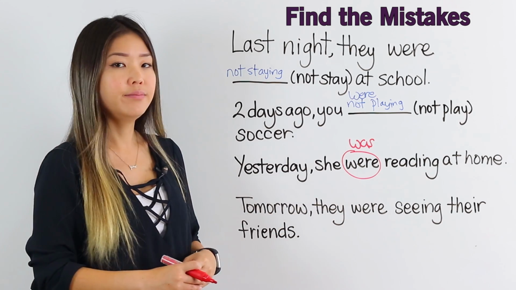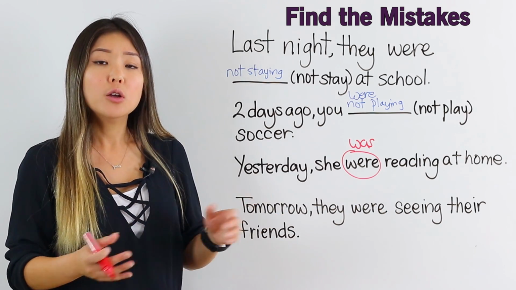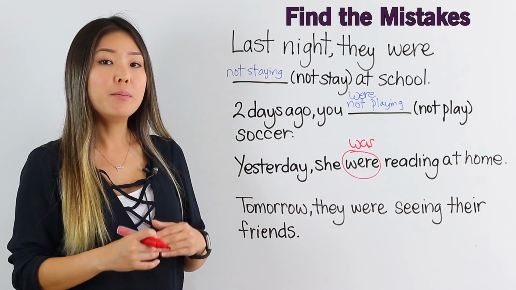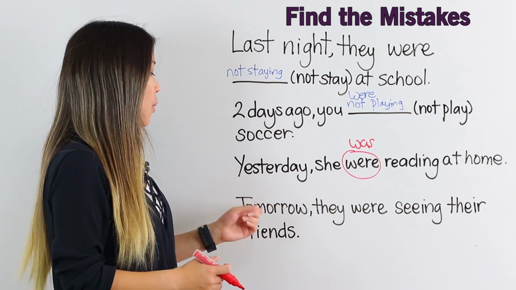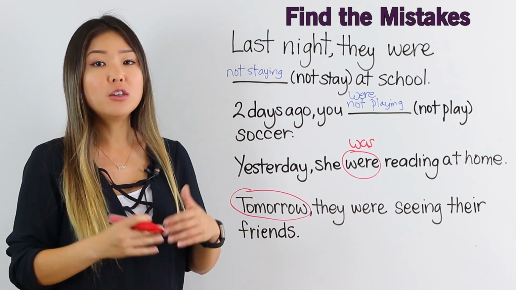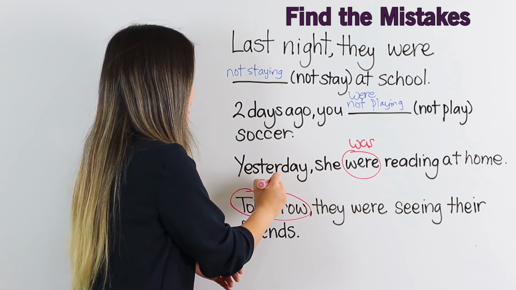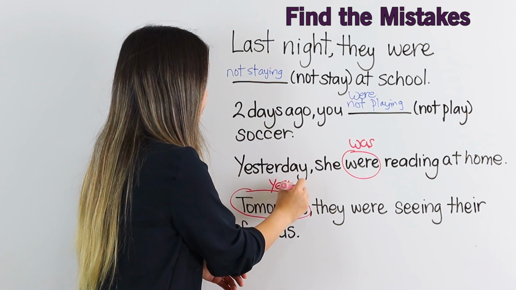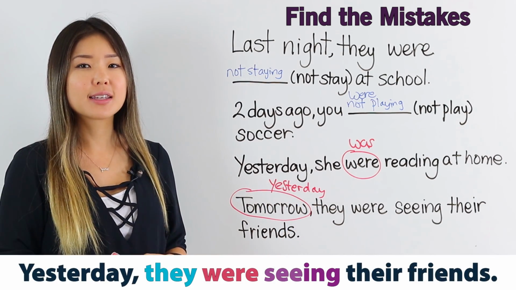They and were, that's correct. And we have the verb ing. So what's the mistake? Remember, the past continuous is for the past. Tomorrow is not the past. So instead, we need to put a word that shows the past. For example, I can say yesterday. Yesterday, they were seeing their friends.